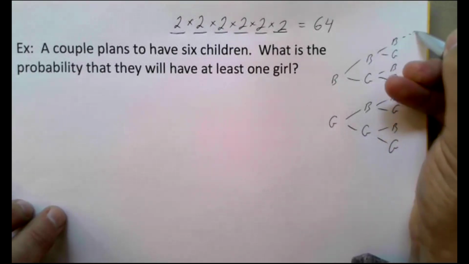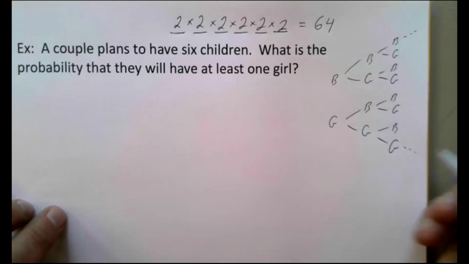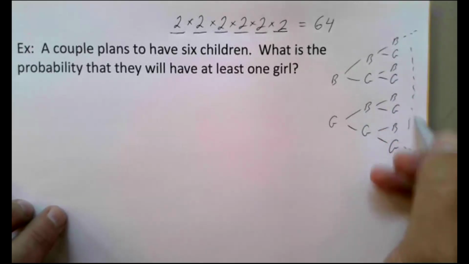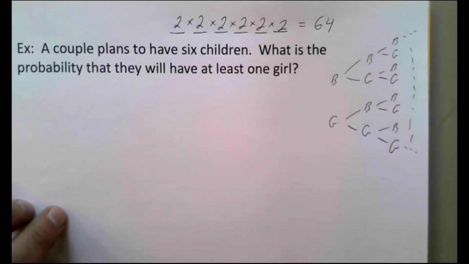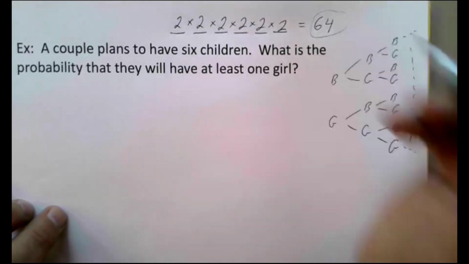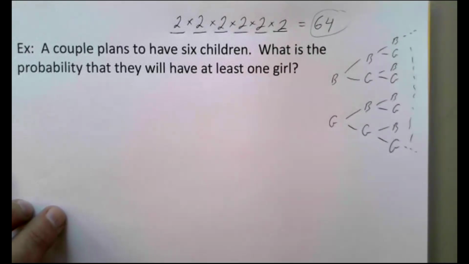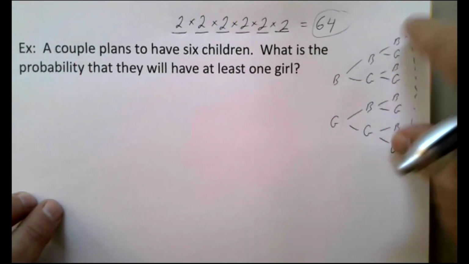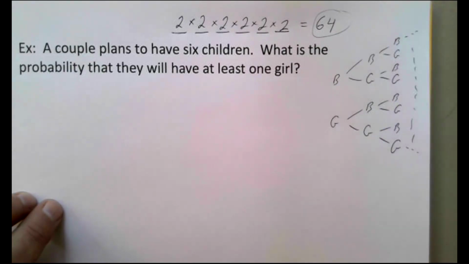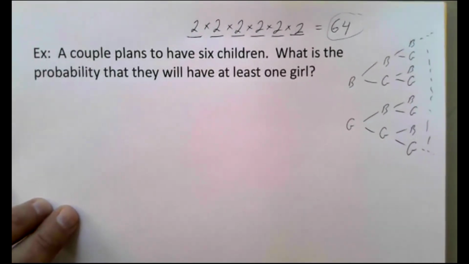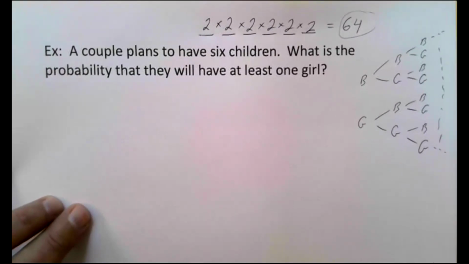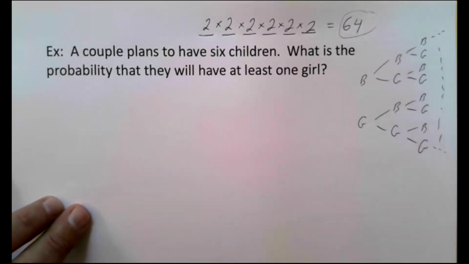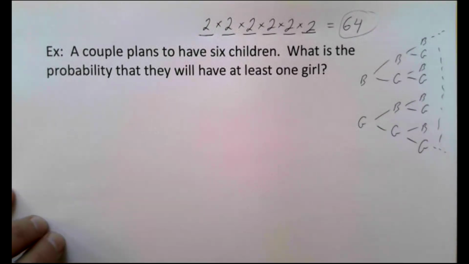So there's obviously a lot more for me to show you that I'm not going to put here because that's just too much, right? But if I were to draw the whole tree diagram, I would have 64 elements in my sample space, 64 things showing up on this tree diagram. It would be a lot bigger than what I have so far. So I don't necessarily need to draw the whole thing.